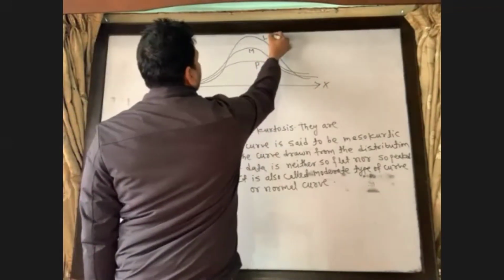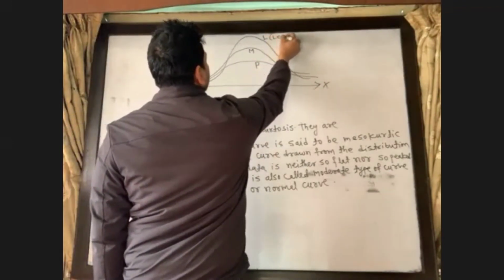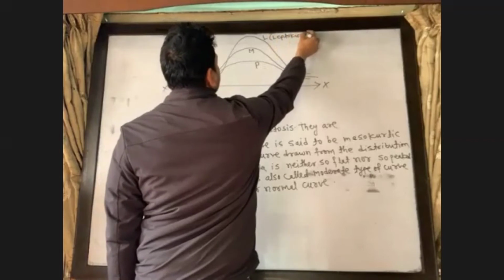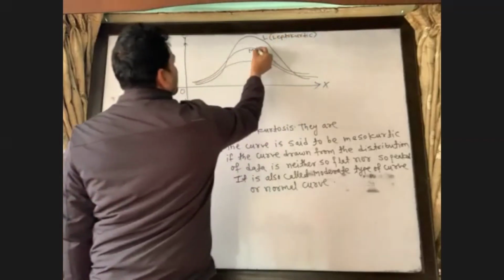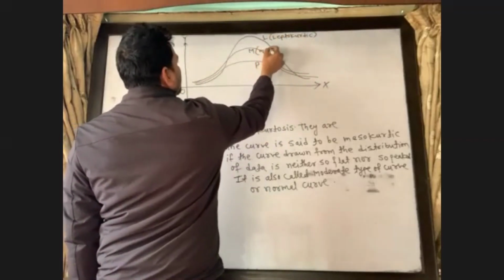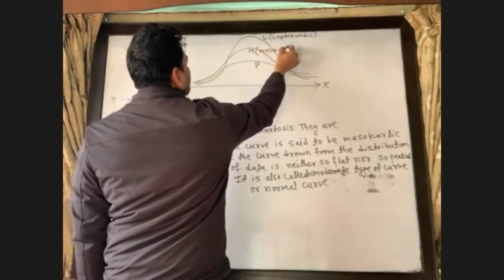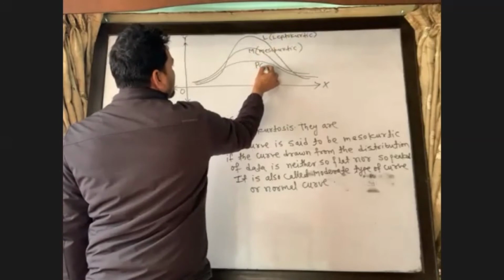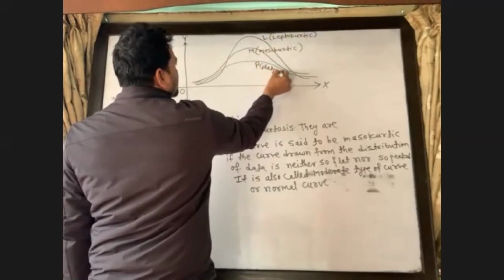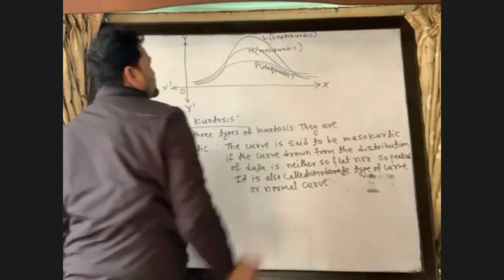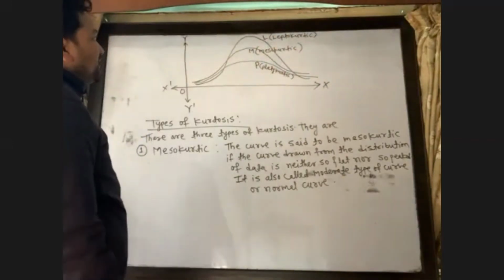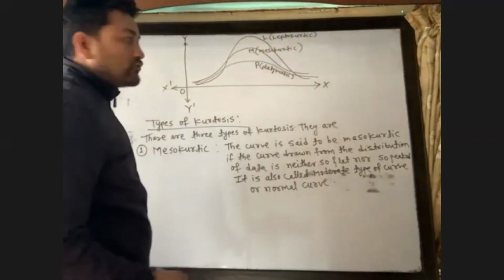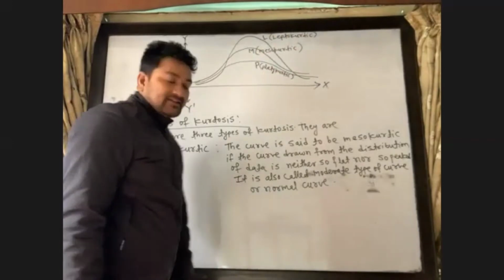Otherwise you can write here, right? यो L भनेको चाहिँ leptokurtic. यो leptokurtic हो. M भनेको चाहिँ mesokurtic. Okay, यो चाहिँ mesokurtic. P भनेको चाहिँ platykurtic भनेर लेखौं. यसरी L भनेको leptokurtic, M भनेको mesokurtic र P भनेको चाहिँ platykurtic.